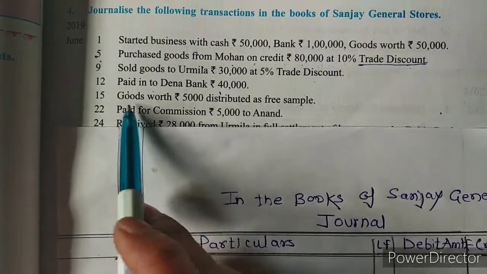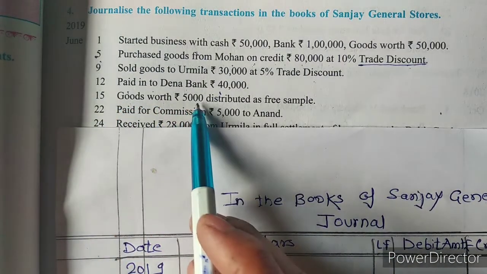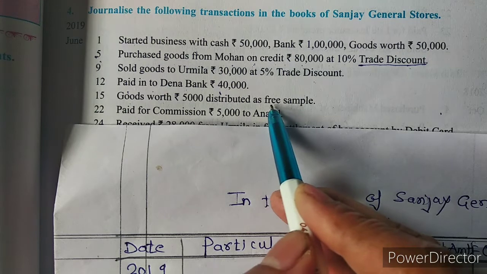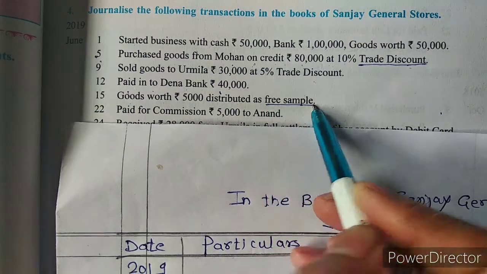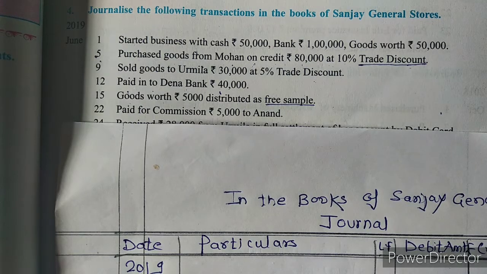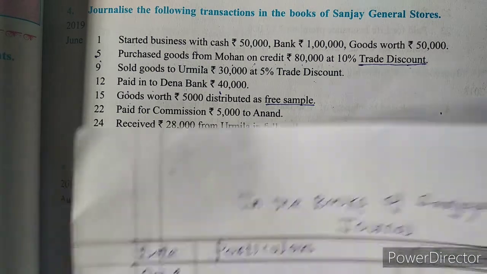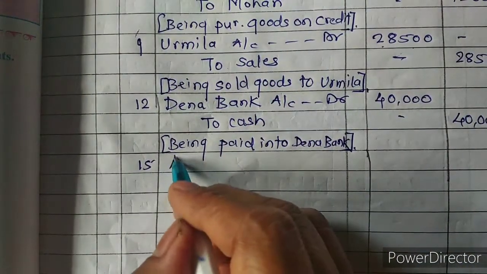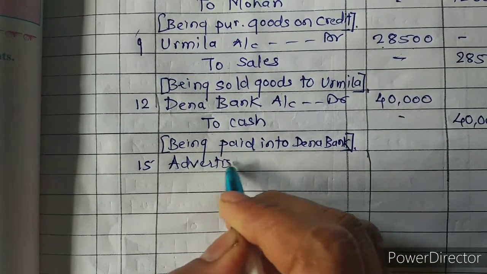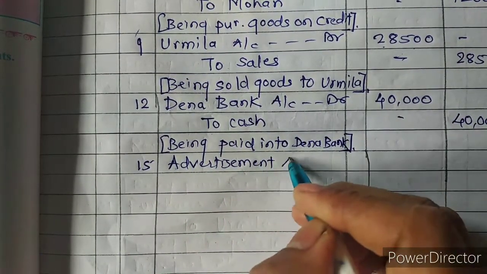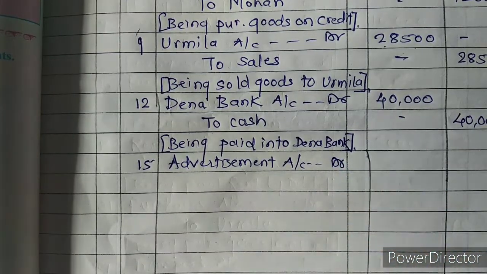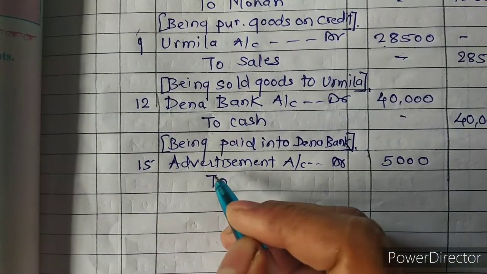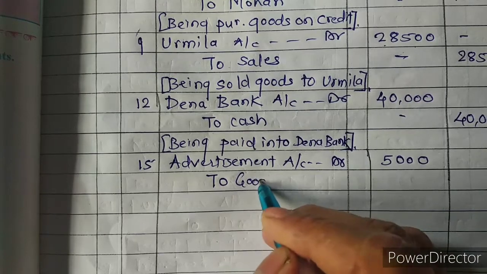On 15th June, goods worth rupees 5,000 distributed as free samples. Now goods are distributed as free sample, which is an expense of advertisement. So we have to give debit to advertisement account. Your entry will be advertisement account debit, and amount is 5,000 to goods distributed as free samples.